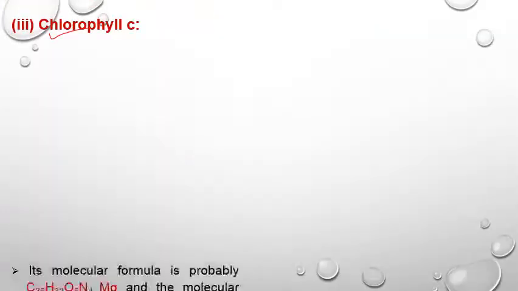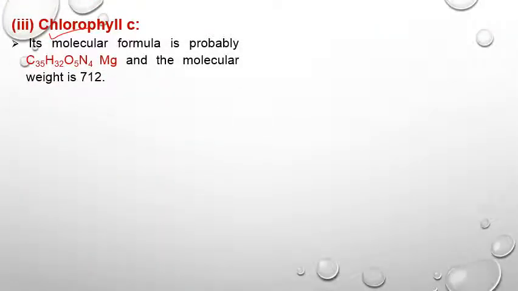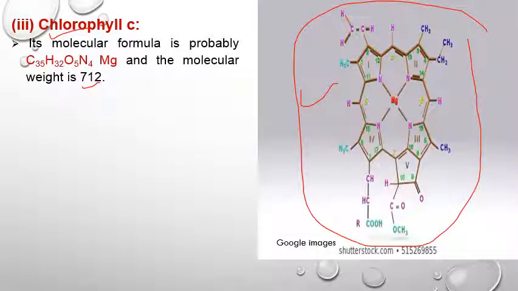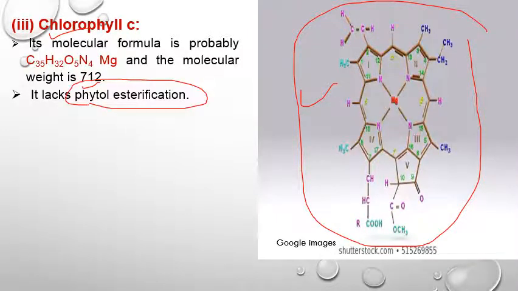Next is chlorophyll C. Its molecular formula is C35H32O5N4Mg, and its molecular weight is 712 Dalton. So this is the overall structure of chlorophyll C. It lacks phytol esterification, so phytol esterification is absent.